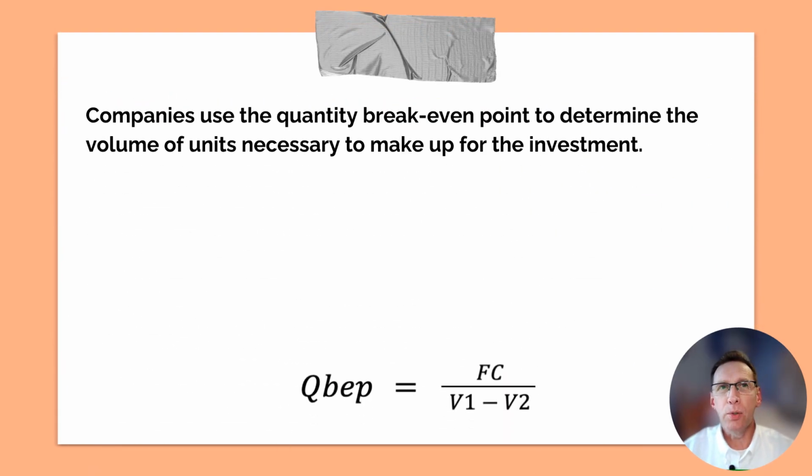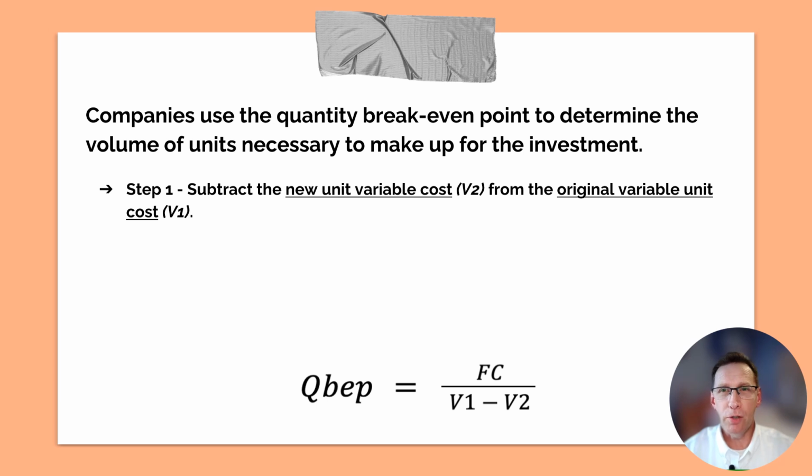So companies use the quantity break-even point to determine the volume of units necessary to make up for the investment. That's your break-even point. So step one, this is your formula down in the bottom here. You can see it right there. This is your formula. Now I'm going to explain it a little bit.